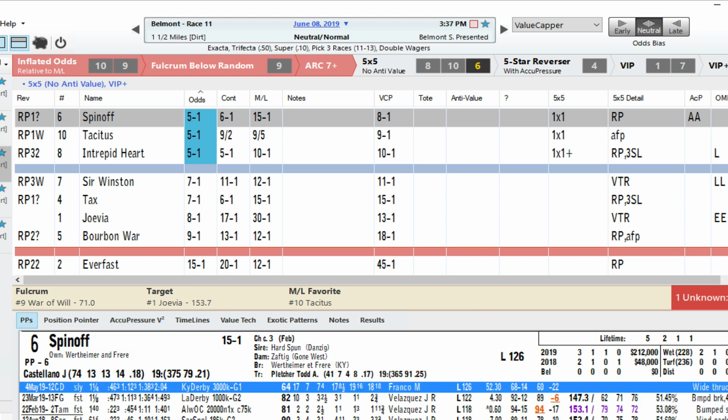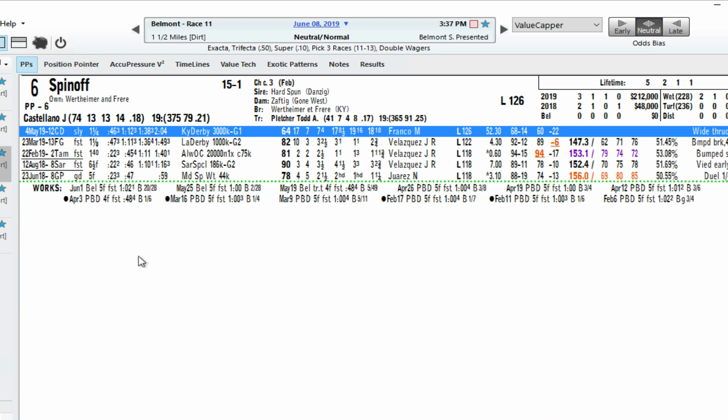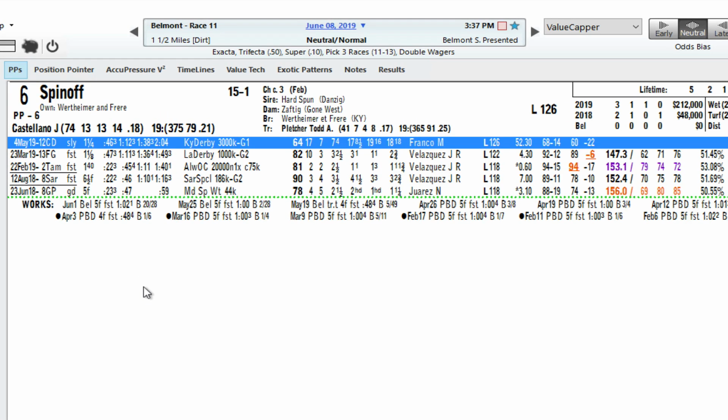So I'm going to blow up these past performances so they're large so you can read them a little better. And I'll do it rather than in post-position order, in the order that ValueCapper has them on the ValueCapper odds. And the first one on the line is Spinoff, who had a terrible time in the Kentucky Derby. He's 50-1. He had just come short in the Louisiana Derby.